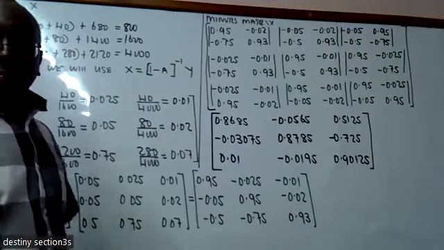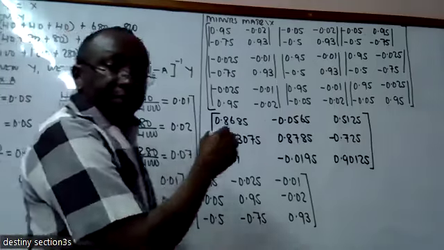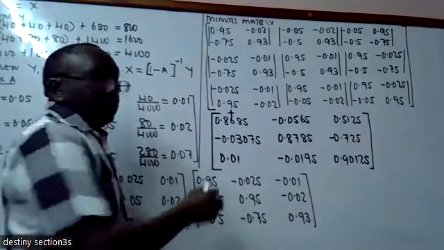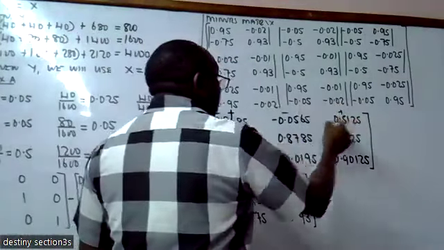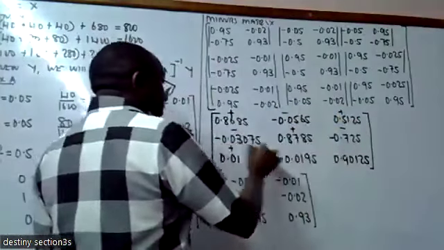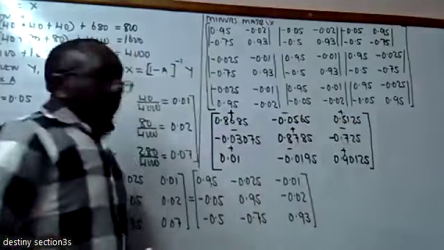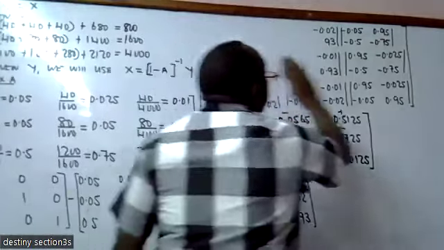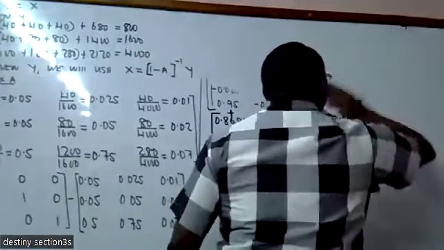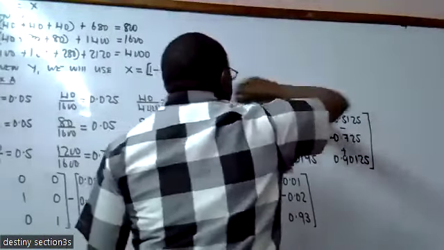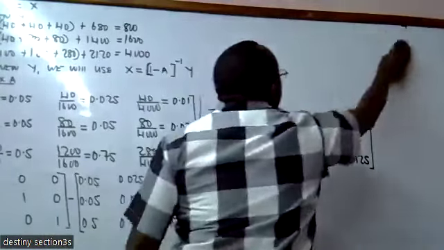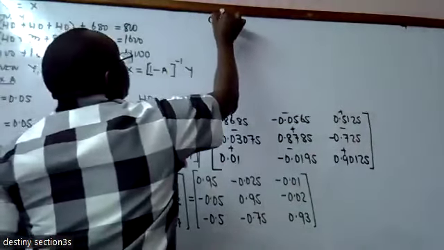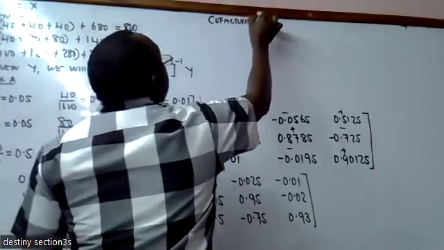I told you what you do from there. You put the signs. You start with positive here. You go alternating. So positive, negative, positive, negative, positive, negative, positive. So you start with the positive there. You go alternating, changing as you go. And when you do that, you are able now to get what we call the cofactors matrix.